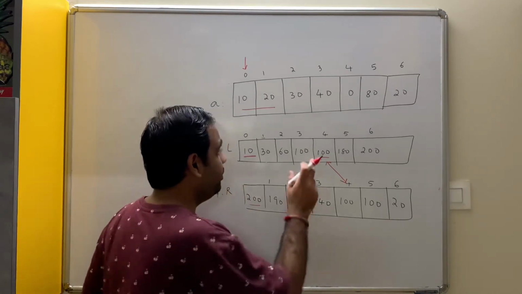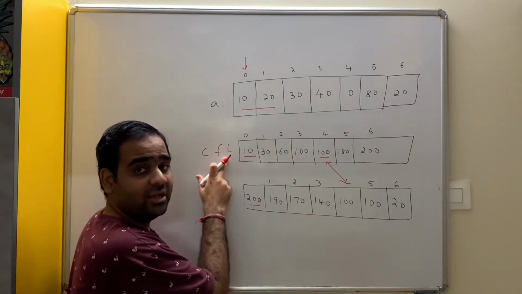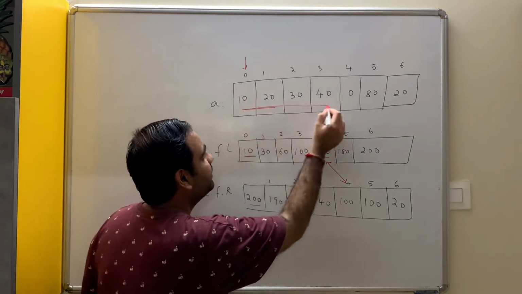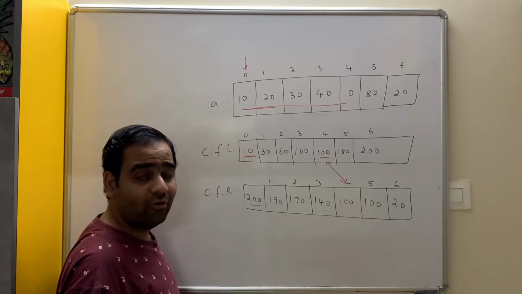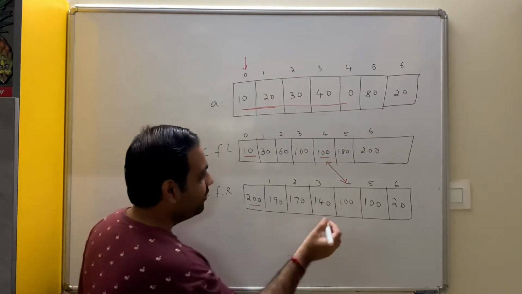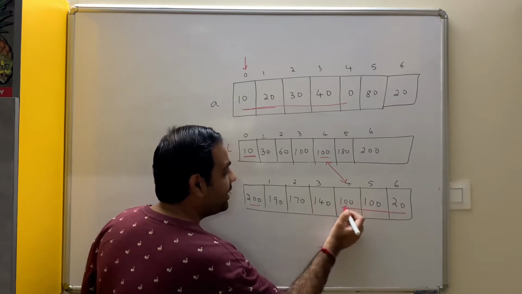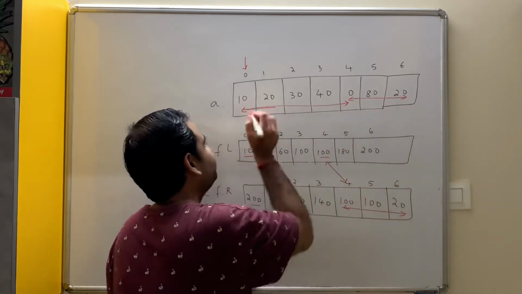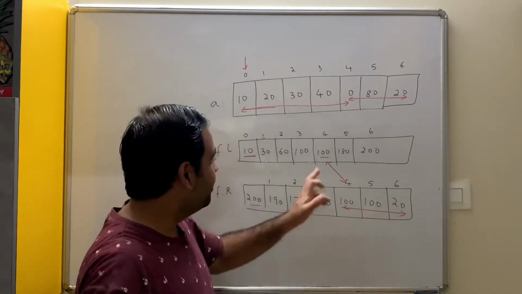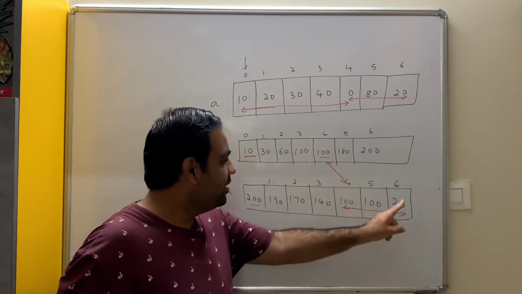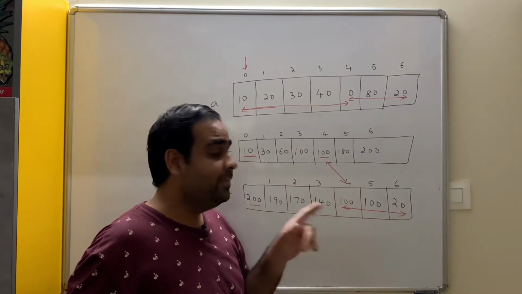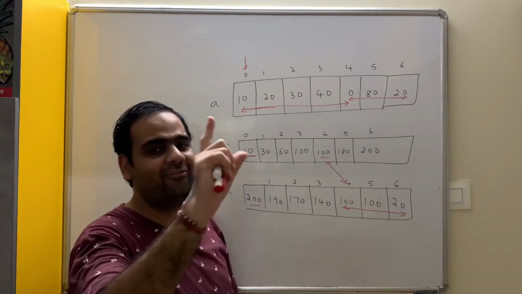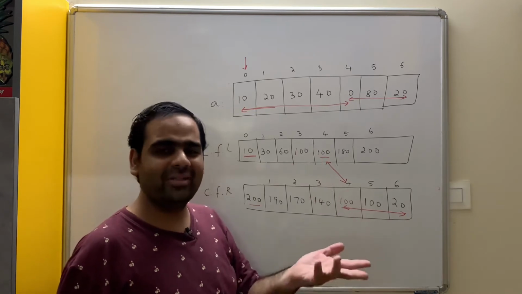Now what does it mean? The cumulative frequency of LHS says the sum till index 4 from LHS is 100. And what does this 100 say? The sum from RHS till index 4 is 100. Are you getting it? The sum from LHS till index 4 is 100, the sum from RHS till index 4 is 100. That means the sum from LHS is equal to the sum from RHS. Therefore, what should be the equilibrium index? 4 is the equilibrium index.